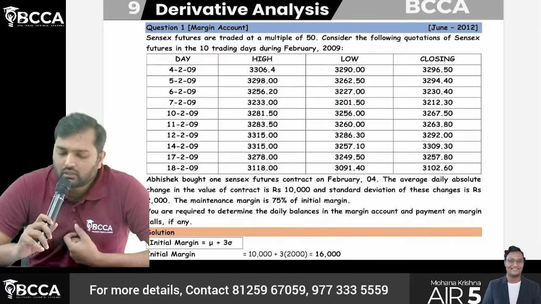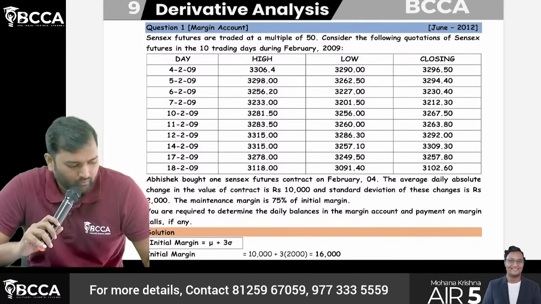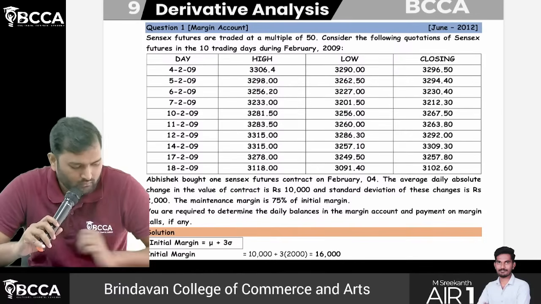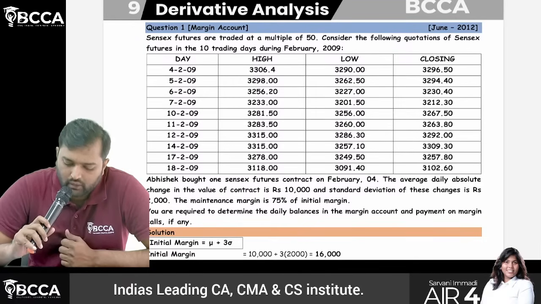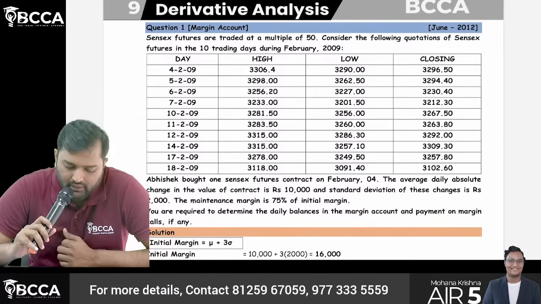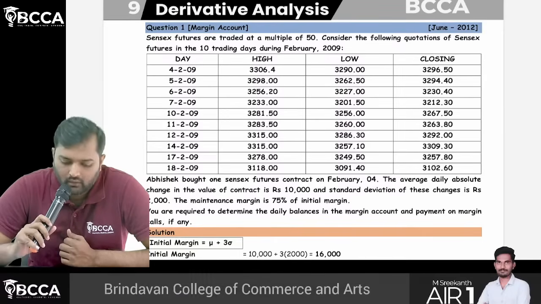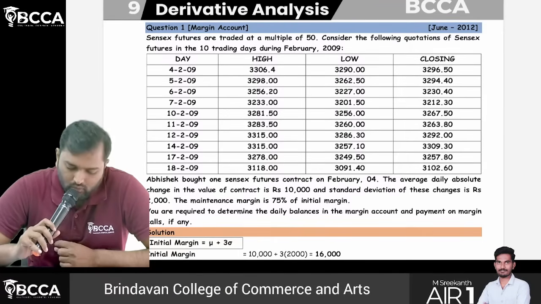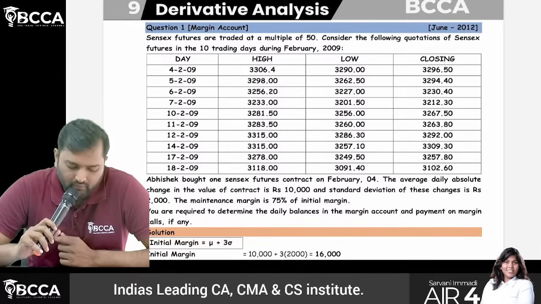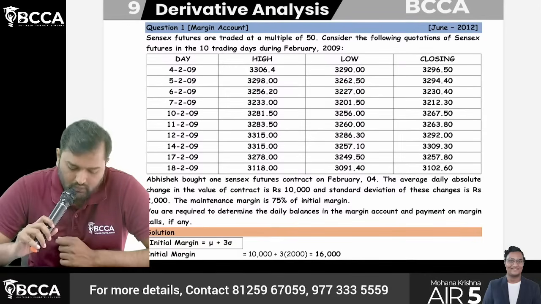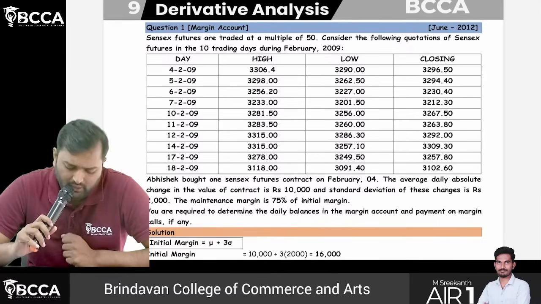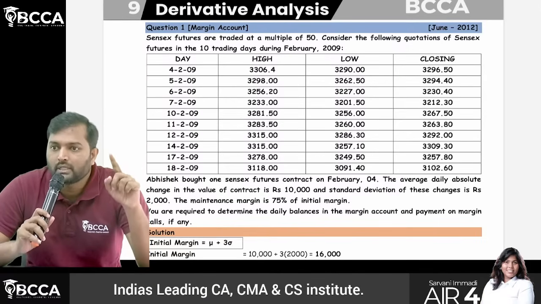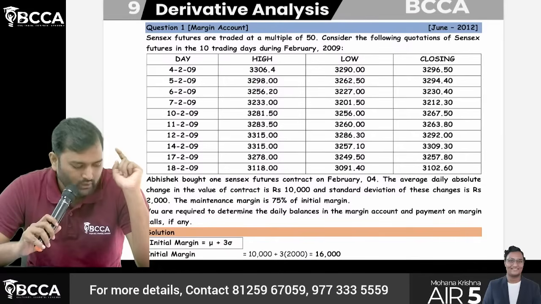So see how futures work. Sensex futures are traded at a multiple of 50. Consider the following quotations of Sensex futures in the 10 trading days during February 2009: day, high, low, closing, from 4th February, 5th February, up to 18th February. Abhishek bought one Sensex futures contract. Bought means he took a long position.